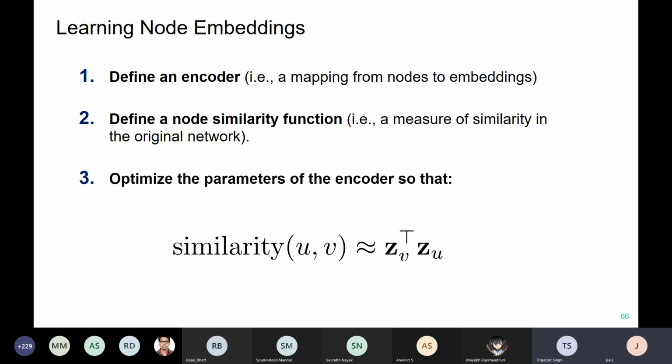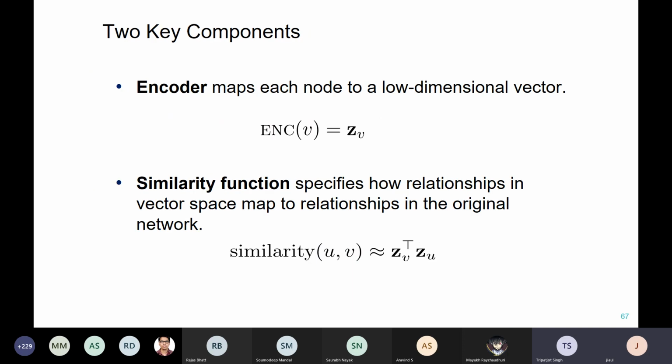The key thing to remember is that the similarity of U and V is approximated by the dot product of these vectors. Now we do not know yet how to find Z_V and Z_U, because that we have to figure out. The similarity between U and V could be figured out, for example, if you have a simple graph, by checking how many common connections they have, or the distance between two nodes in terms of the number of edges, and all kinds of stuff. But we still do not know anything about Z_V and Z_U, and our goal in this case is to figure out the values of Z_V and Z_U for all the nodes in the graph.